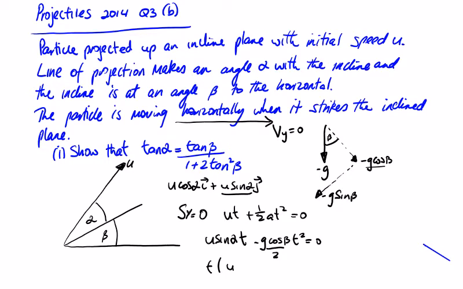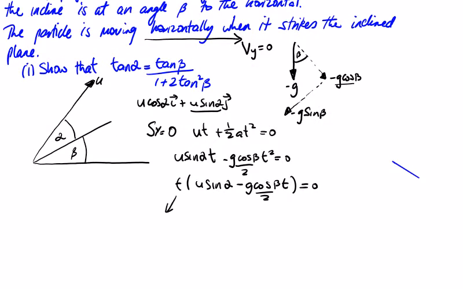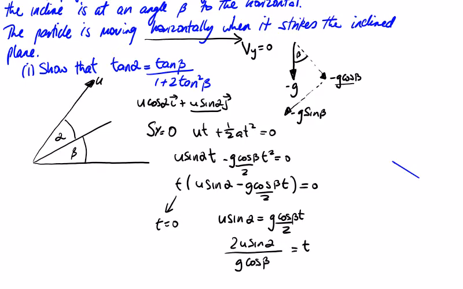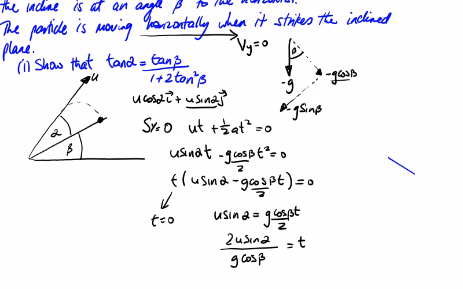So factor out my t, and I'm going to get u sine alpha minus g cos beta times t over 2 is equal to 0. So this is my initial time at 0, and u sine alpha would have to be equal to g cos beta times t over 2 for this to be equal to 0. So 2u sine alpha, dividing across by g cos beta, is the time it takes to get to wherever it's going to strike. So that's the time taken to get to here.